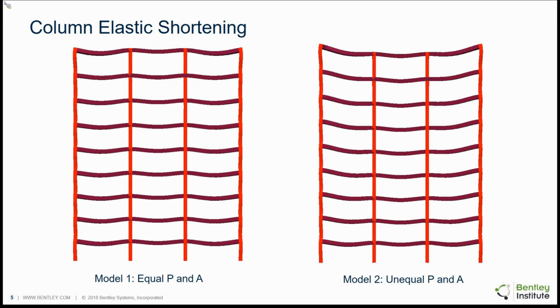In contrast, in the model on the right, the end columns are loaded with roughly half the load of the interior columns. And this is a real common condition for, say, a corner column or an edge column. As a result of the differences in the loading, the interior columns are shortening more than the end columns. And this forces a different curvature into the beams. And so the beam design forces are going to be different between these two conditions.